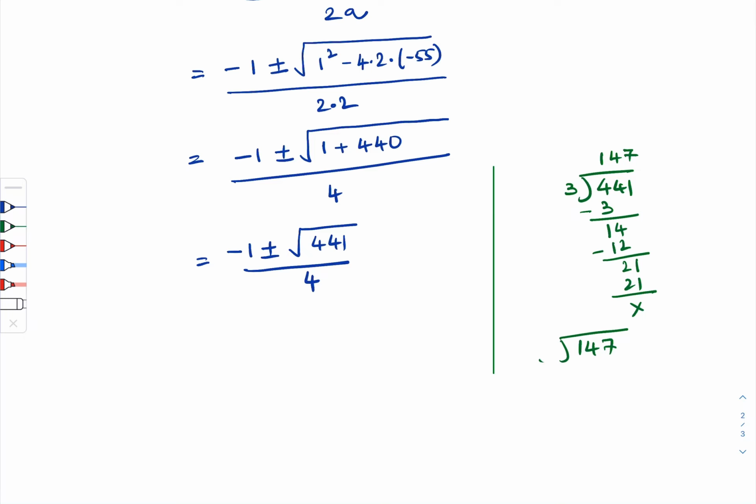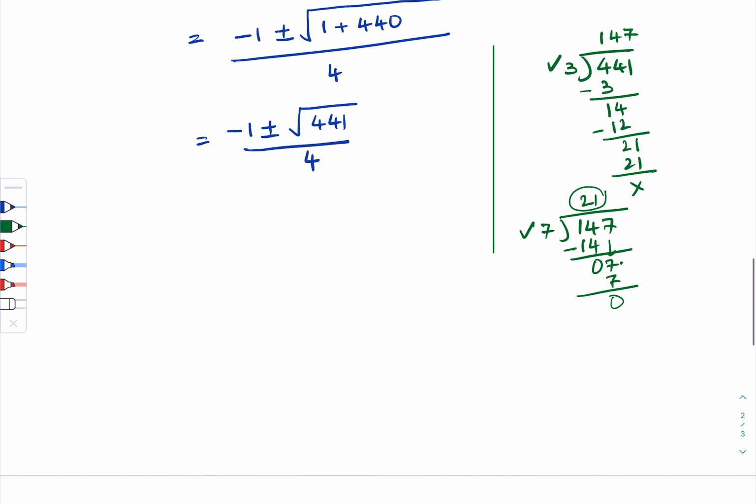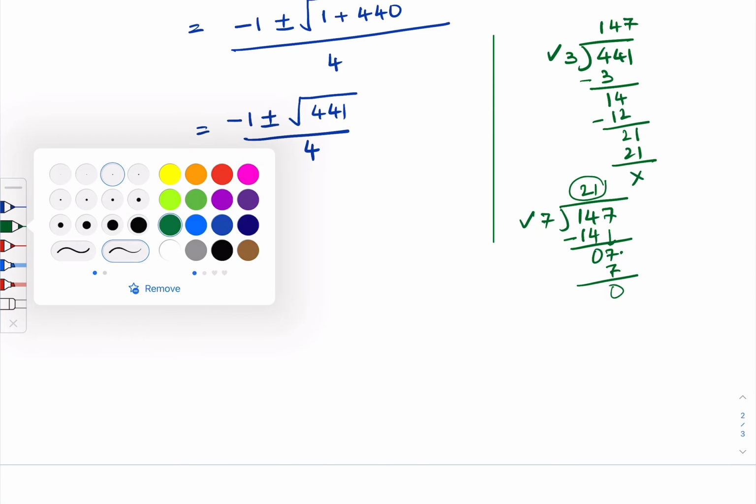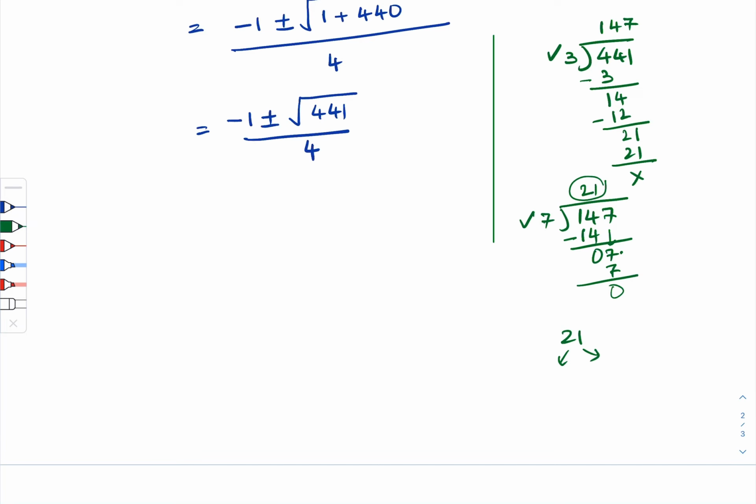Or I can just go ahead. Since I have a 14 and a 7, I can try 7. 7 times 2 is 14. If I pull the 7 down, 7 times 1 is 7, right? So therefore, I know that 3 and 7 are factors, and I'm left behind with 21, and I know 21 can further break down into 3 and 7. So really, 441 is essentially comprised of 2 3s and 2 7s, right?